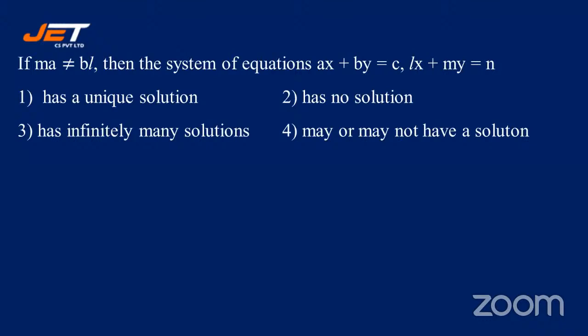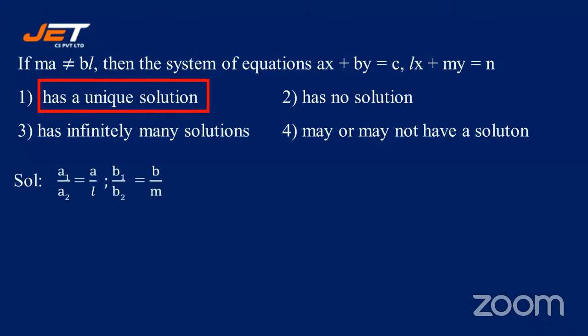If MA is not equal to BL, then the system of equations AX plus BY is equal to C, LX plus MY is equal to N has a unique solution, has no solution, has infinitely many solutions, or may or may not have a solution. All right, so what is it that we need to find out? A1 by A2 is equal to, let me just disclose the answer for this. It has a unique solution.